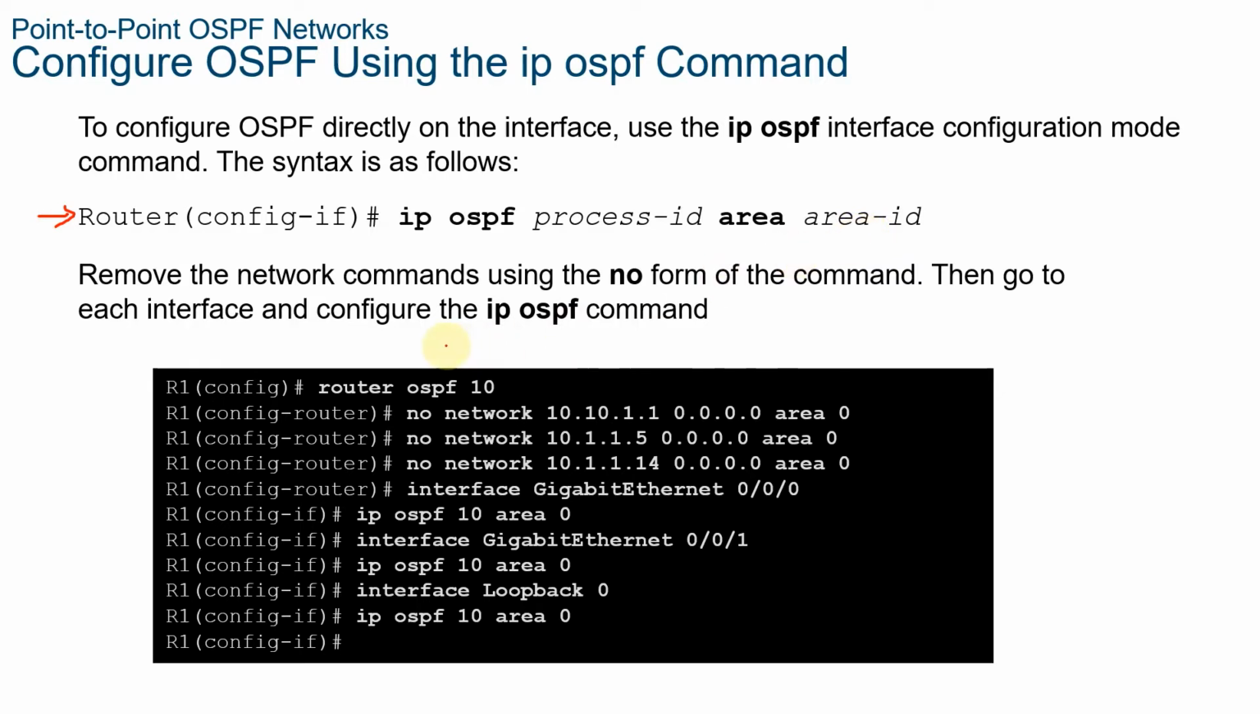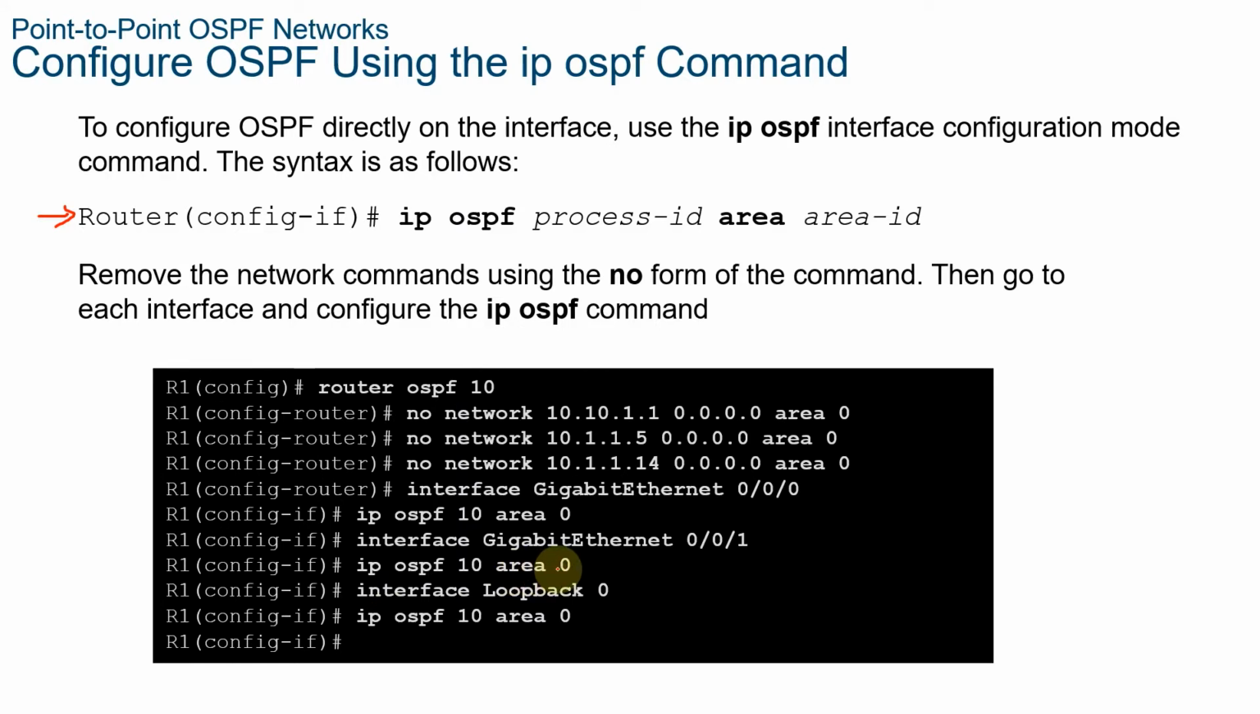For R1, remove the network commands by using the no form of the network commands, something like no network 10.10.1.1 0.0.0.0 area 0, no network 10.1.1.5, and then no network 10.1.1.14. Then go to each interface and configure the ip ospf command as shown here. So ip ospf 10 area 0 for interface GigabitEthernet 0/0/0, and the same for interface GigabitEthernet 0/0/1.